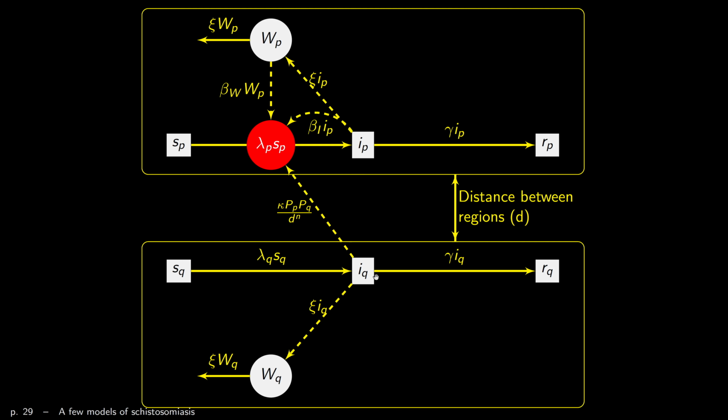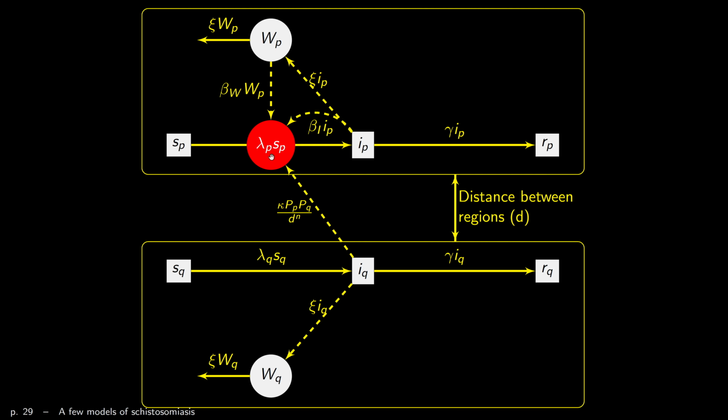What can happen is an individual from this patch here, patch Q, could travel to patch P and contaminate the water there because they're contaminated with the water. Or, for instance, patch P could be downstream from patch Q, and contaminated water flows from patch Q to patch P.